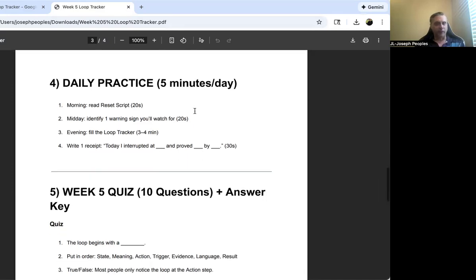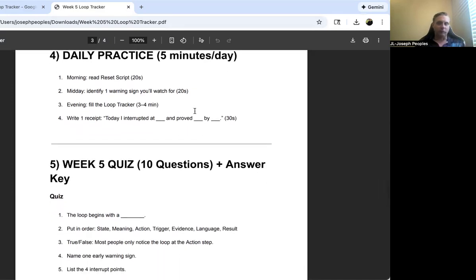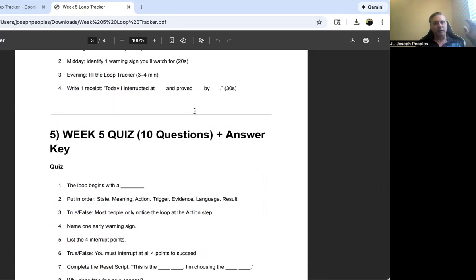Here's your daily practice. You read the reset script, 20 seconds. Midday, identify one warning sign that you'll watch for, 20 seconds. In the evening, fill the loop tracker out, 3 to 4 minutes. Write one receipt: Today, I interrupted the pattern at whatever state, meaning, or language you interrupted it at, and proved that by doing something specific. It should take you about 30 seconds.